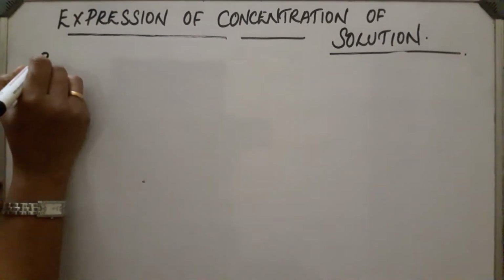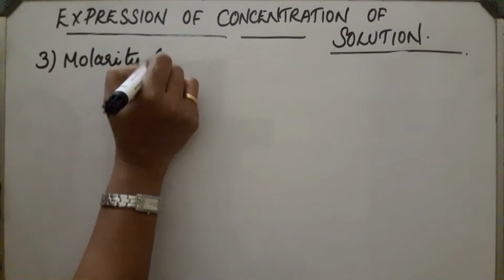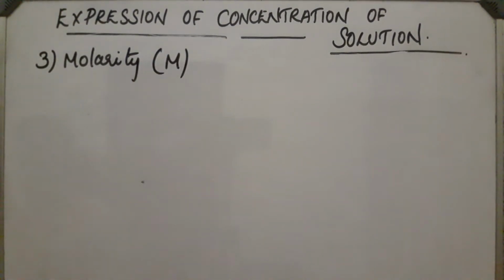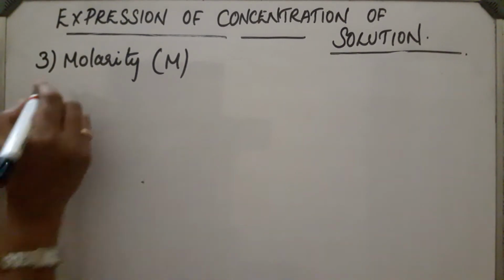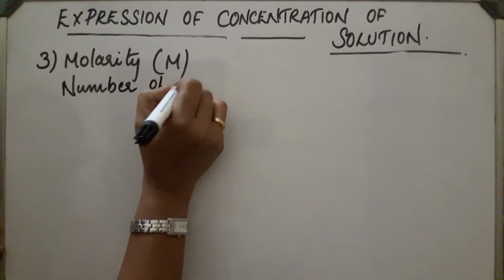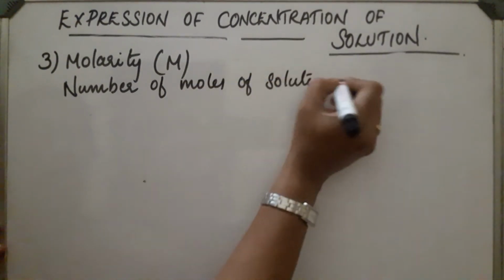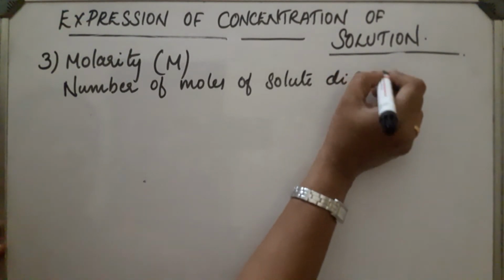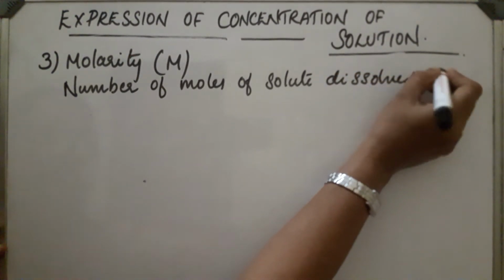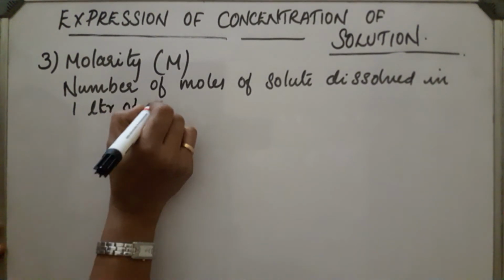Third one, molarity, is denoted by capital M. So what do we mean by molarity? It is the number of moles of the solute dissolved in 1 liter of solution.